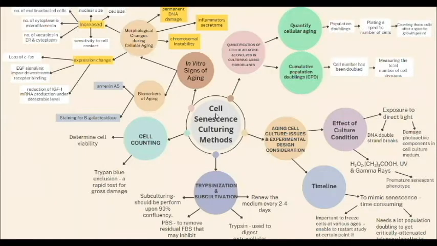Good morning, everyone. We are from Group 1 presenting on a mind map on the topic of cell senescence culturing methods. So first of all, let's get to know what the in vitro signs of aging are, or in other words, cell senescence. So what is the morphological change that will happen during cellular aging?